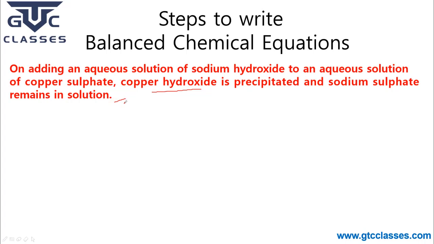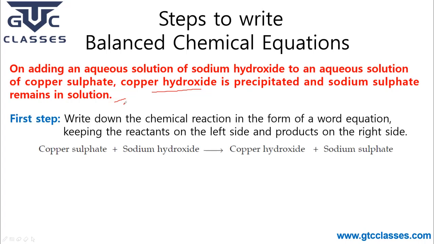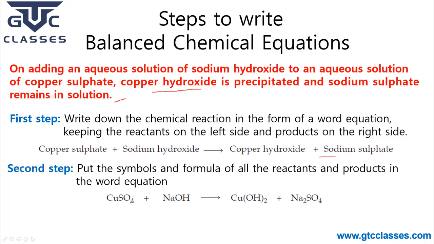So simple. First we will write the word equation. We write copper sulfate, sodium hydroxide, we put an arrow, copper hydroxide and sodium sulfate. Clear? So the first step is the word equation. Second step, write the formula of these, and that's what is written here. Copper sulfate is CuSO4, sodium hydroxide is NaOH, then copper hydroxide is Cu(OH)2, and sodium sulfate is Na2SO4.